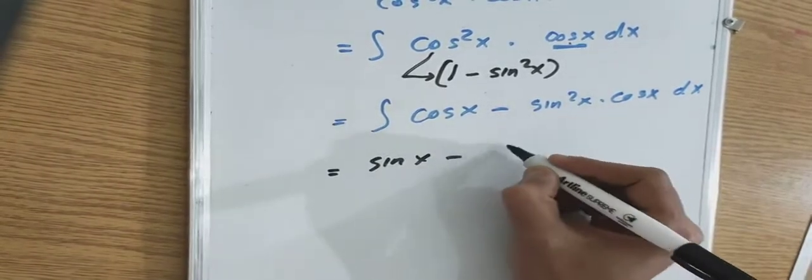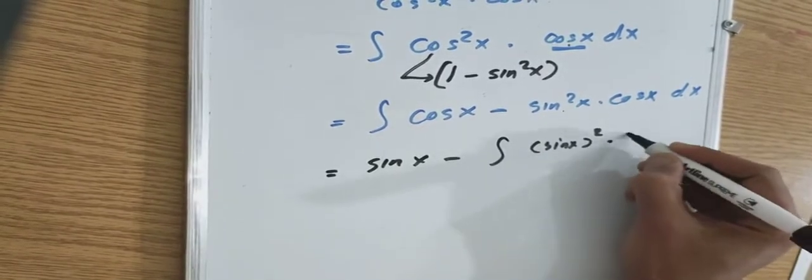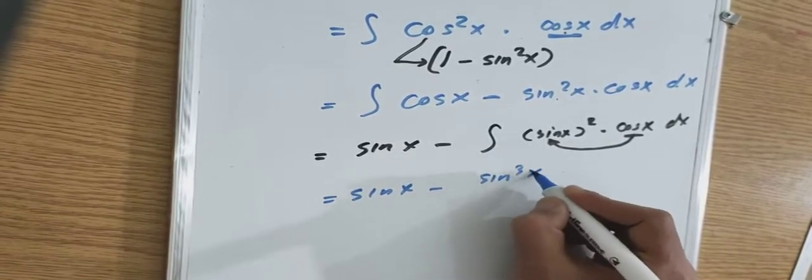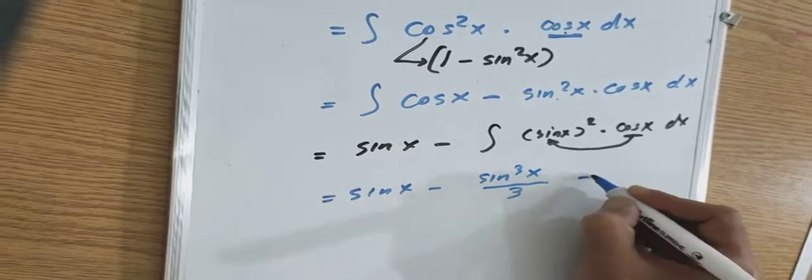And for the second term, we have the integration of sine x to the power 2 times the cosine. And the cosine here is the derivative of what is inside the bracket, which is sine x. So our integration can be done directly using the power rule by adding 1 to the power. So it will be sine power 3 over 3, plus constant.